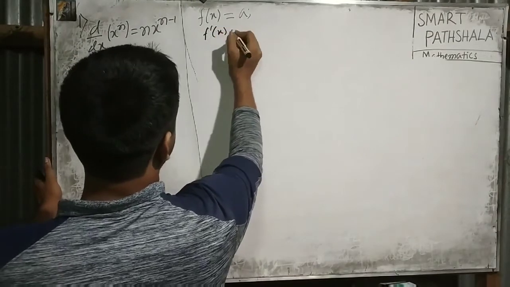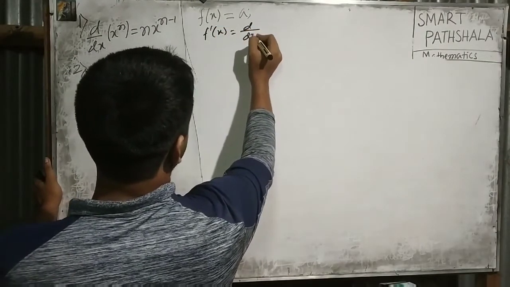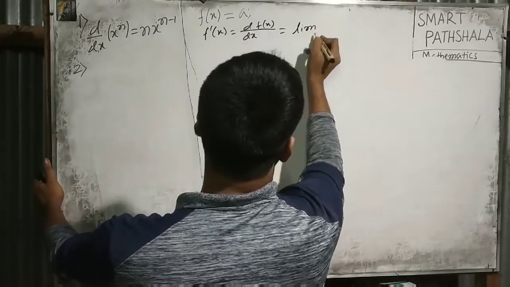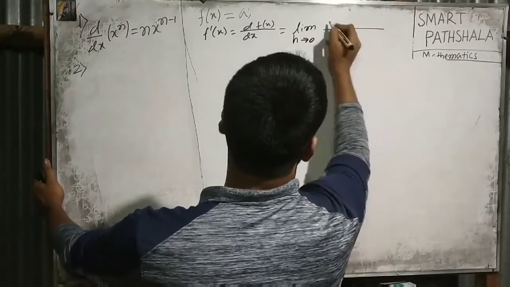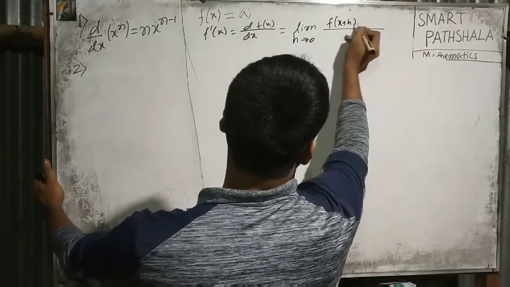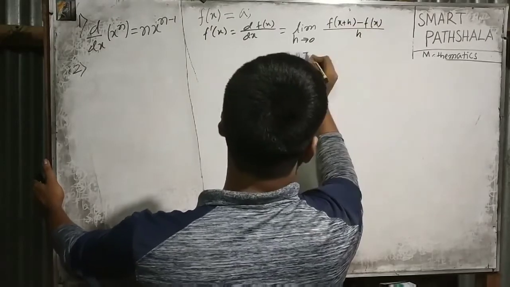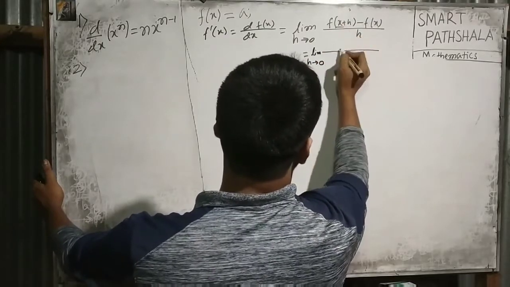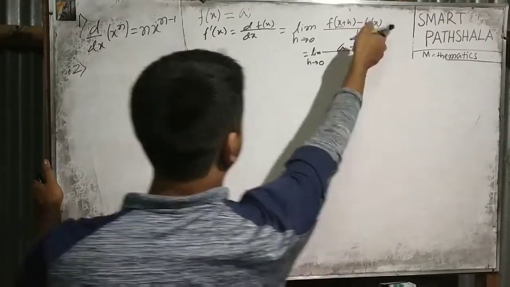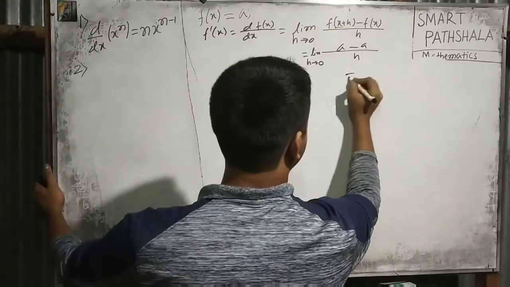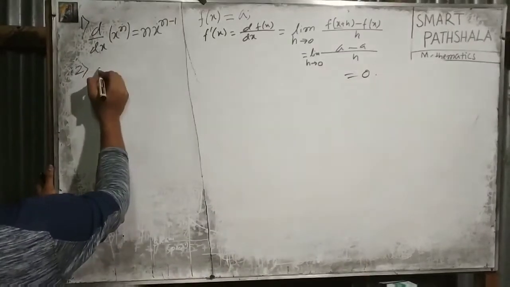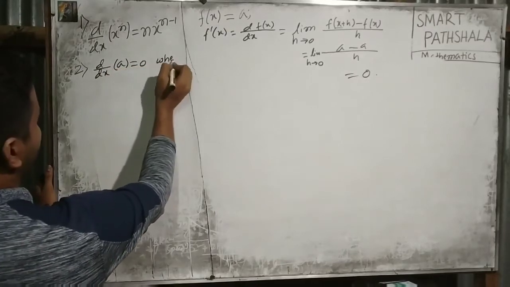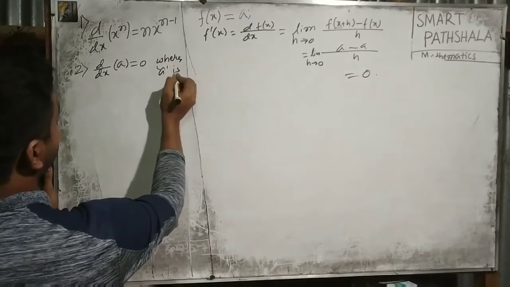That is f dash x. We can write f dash x as d/dx of f of x, and this will be limit h tends to 0 of f of x plus h minus f of x by h, which means it is limit h tends to 0, and this is a. The value of this one is also a, because this value of the function is not going to change. So we have 0, which means we have another formula: d/dx of a constant a is equal to 0, where a is a constant.